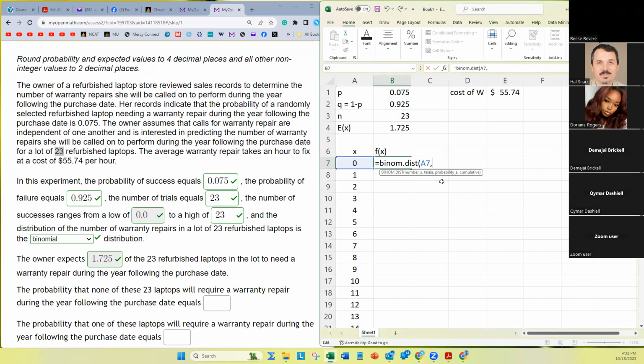I forgot I highlighted it. So I'm going to put a dollar sign in between the B and the 3 to freeze row 3. I'm going to type a comma. Now I want the probability of success, right? What's the probability of success here?